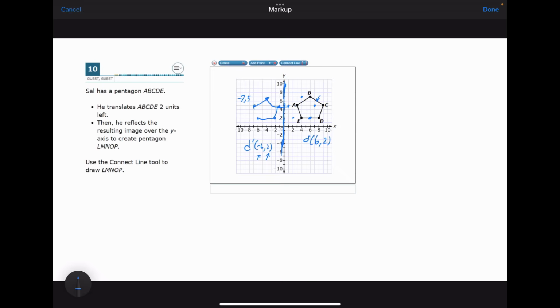If you were in the exam, you see here there would be a connect-a-line tool in order to draw this shape. I've just drawn it manually, and my lines weren't perfect, but you get the idea. The coordinates are in the right place, and that's the important part. On to question 11.